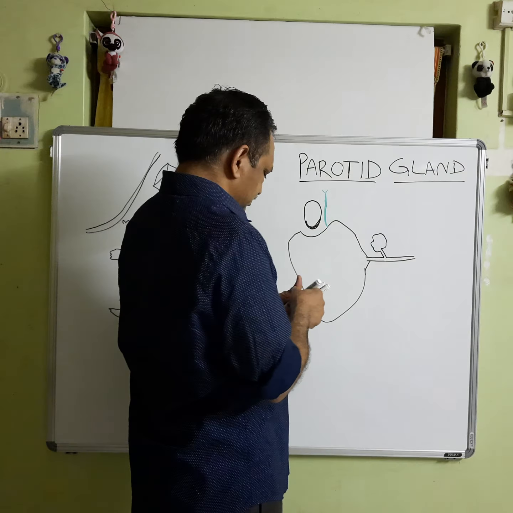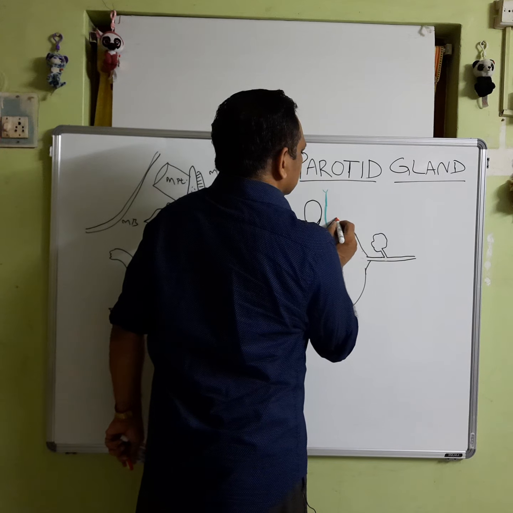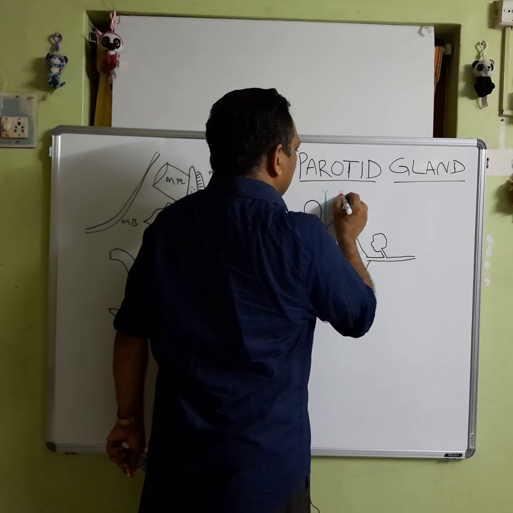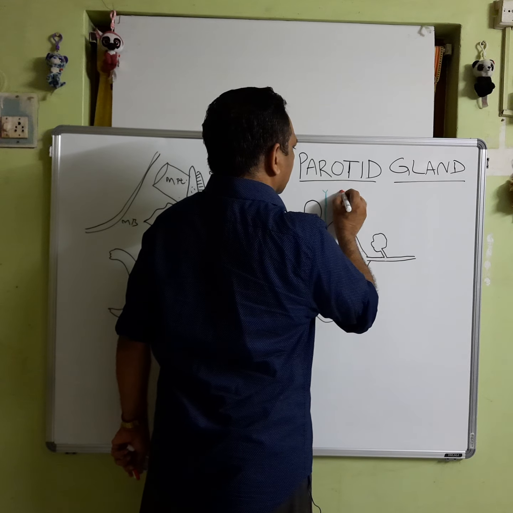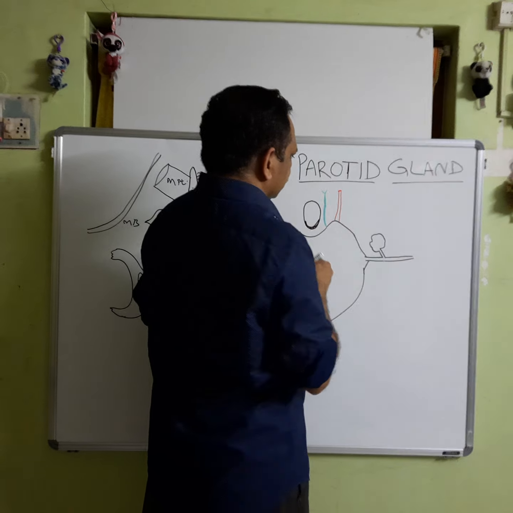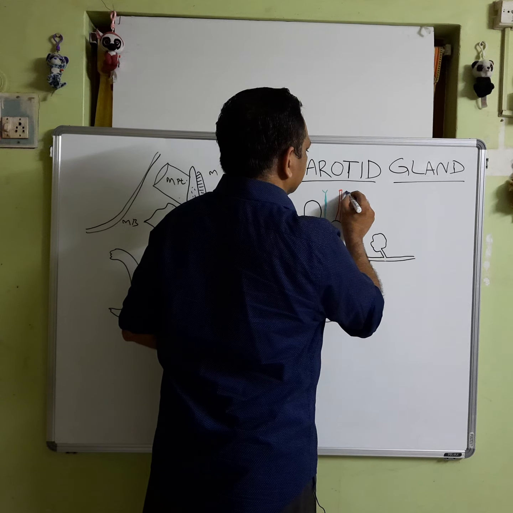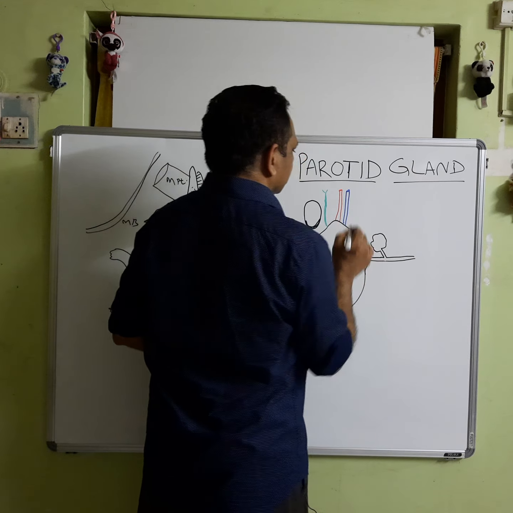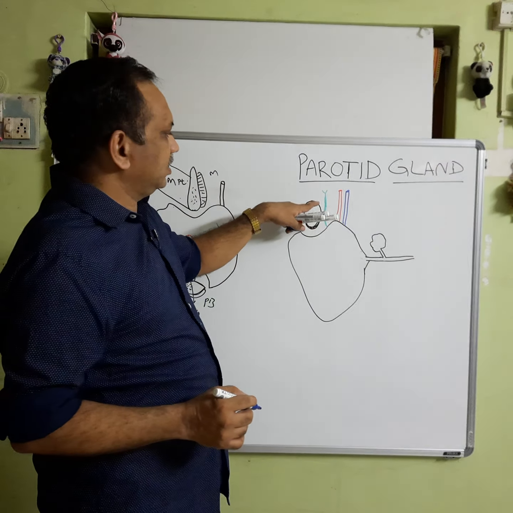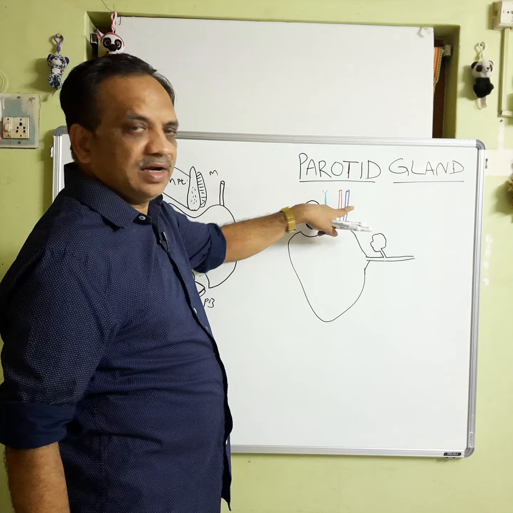Then comes the superficial temporal artery and superficial temporal vein. This is the auriculotemporal nerve, superficial temporal artery, superficial temporal vein.